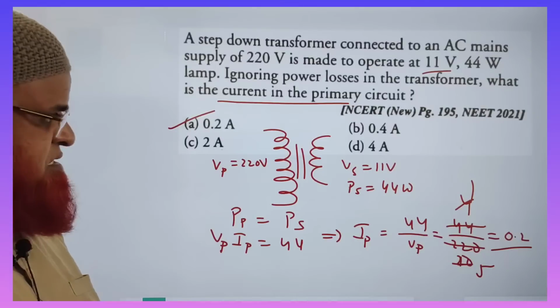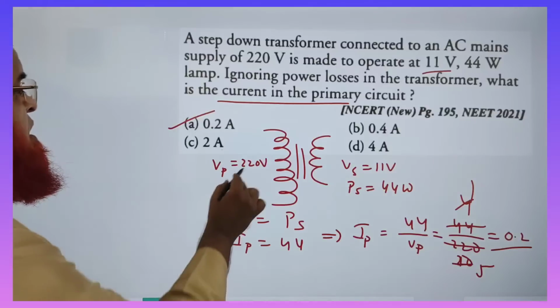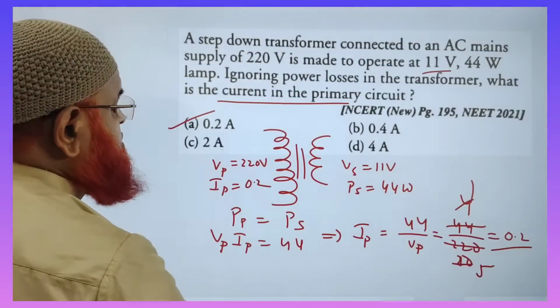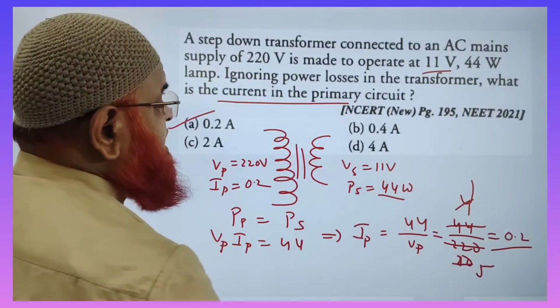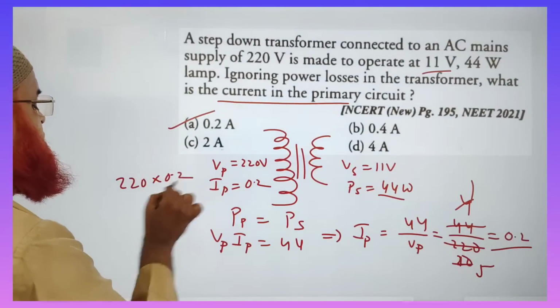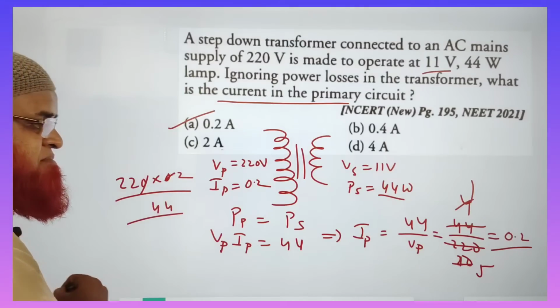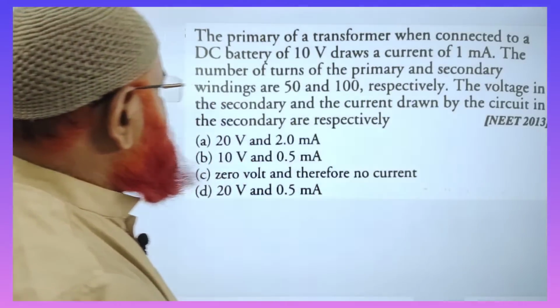Clear? If you want, you can check it out. How? See, primary. What is the current at the primary? 0.2, no? If you multiply these two, you should get this much value. So 220 into 0.2 is how much? 44 आया नहीं आया? That's it. Simple logic. Let us go for the next case.